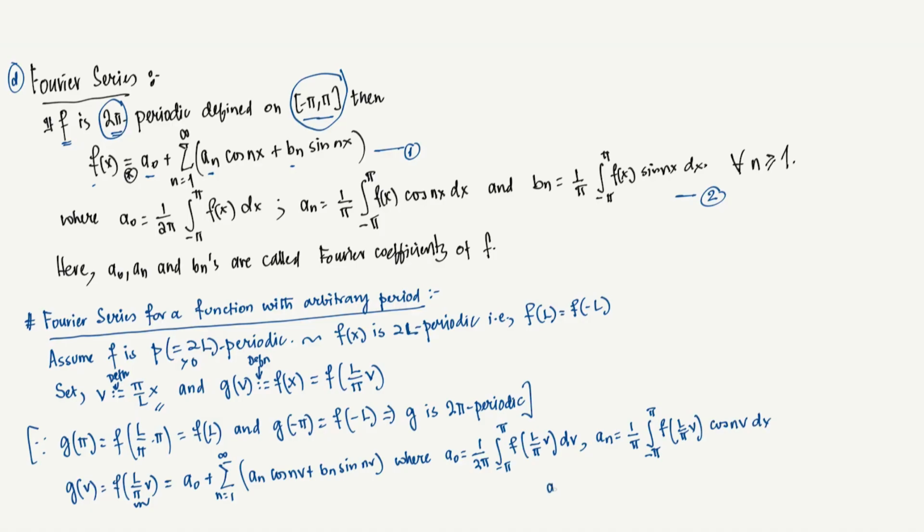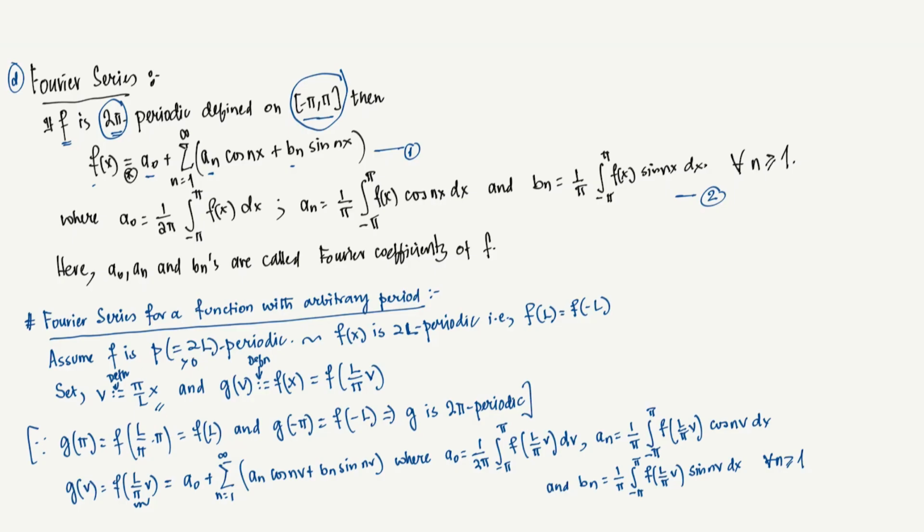And bn, you have to define it like 1 by pi, the integral from minus pi to pi. This is g of v, which is f of L by pi times v, and then you have sine of nv. Clear? You remember, it is g of v sine of nv. So this holds for all n greater than or equal to 1. So this is what we get for an arbitrary period.